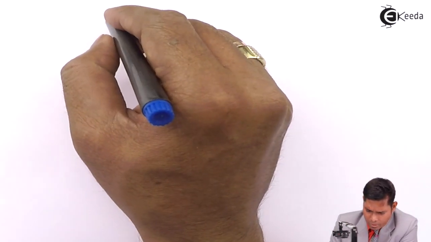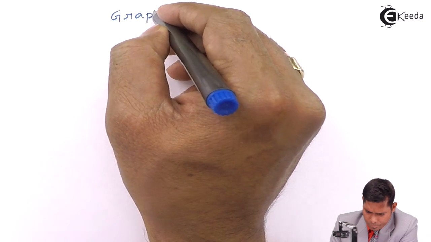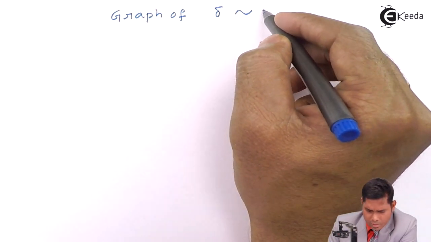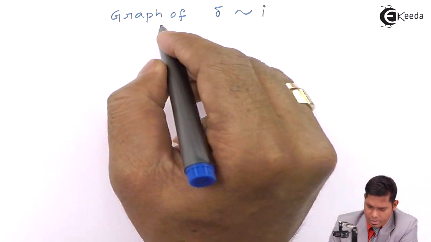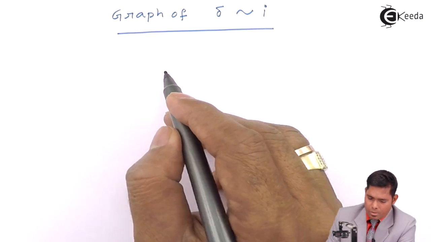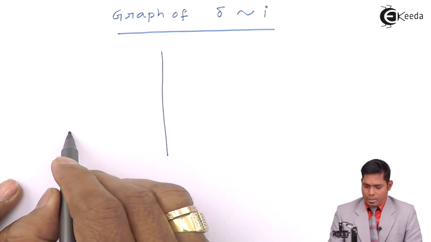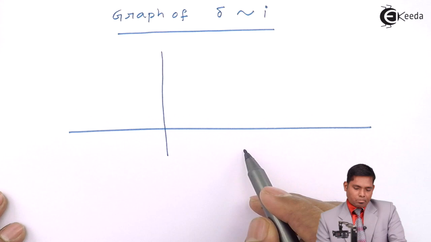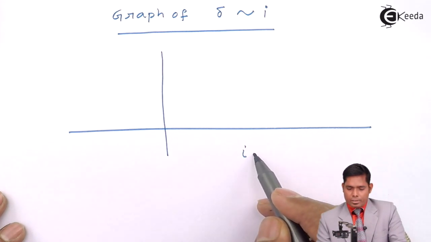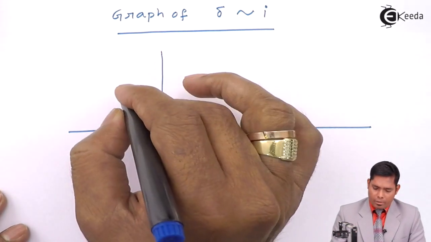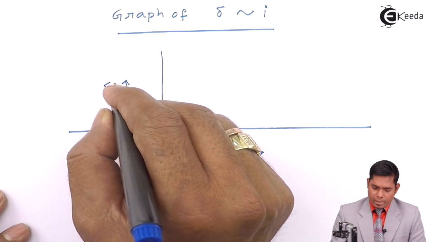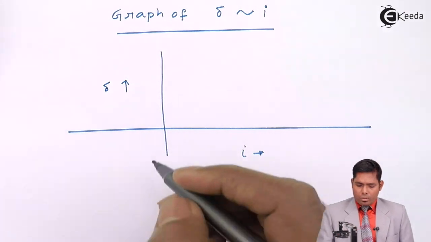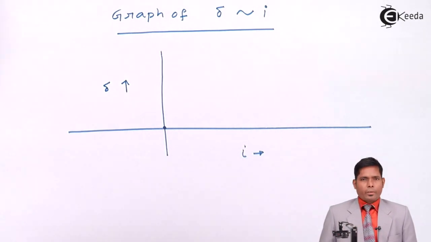It has been found the graph of the deviation angle versus the angle of incidence. I will consider this, and this is your x-axis, which I will take angle of incidence, and here I will take the delta angle of deviation in y direction. This is the origin, coordinate 0, 0.